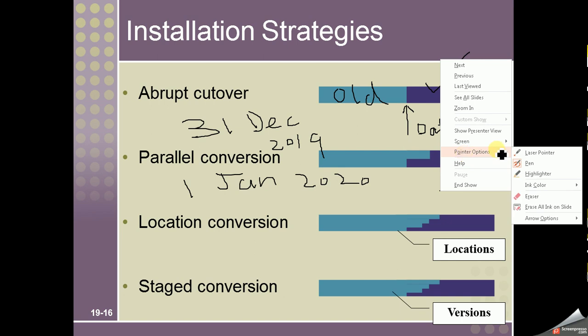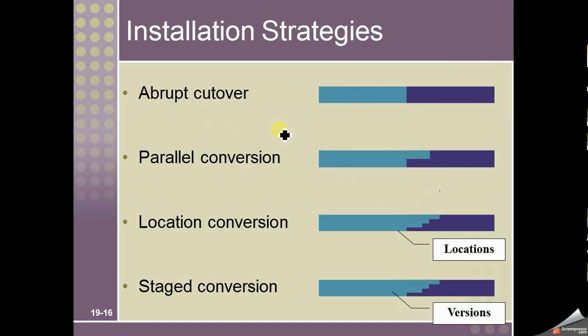Well, this is a very risky strategy and we rarely use it. We can use it in combination with other strategies. We'll talk about it when we talk about the next strategies. But as a single strategy alone, we rarely use it. It is not advised to use abrupt cutover. Why? Because this is the most risky strategy.